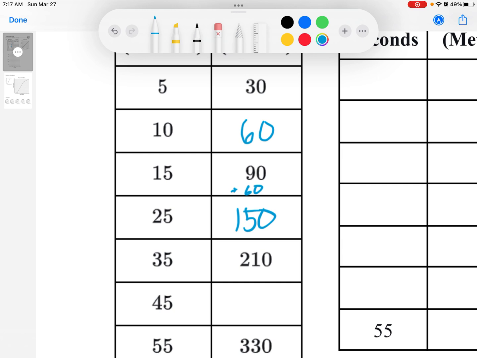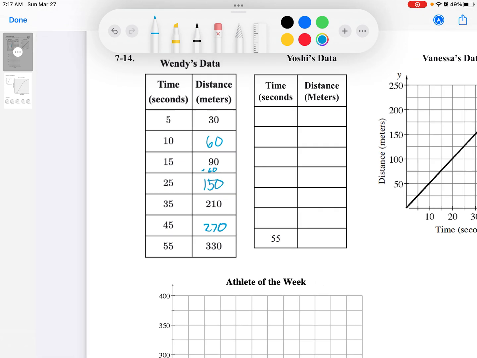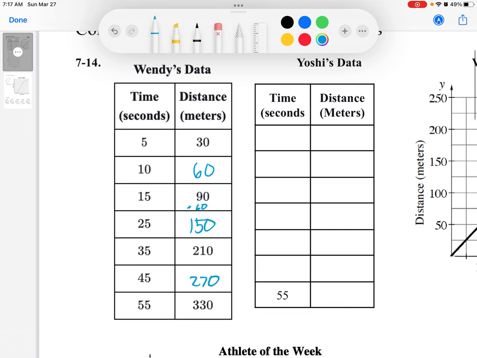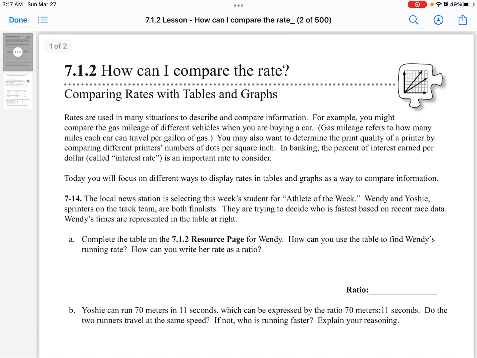So we'll keep moving through. Another 10 would be 60 more meters. So from 35 to 45 would be another 60 meters. So that would be 270. Okay, so there we go. We finished filling out hers there. And we'll move on. We'll answer the rest of those questions in this one, right? So here we go. So we completed the table.